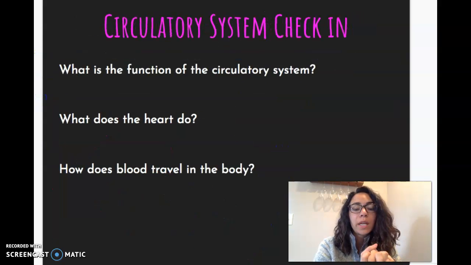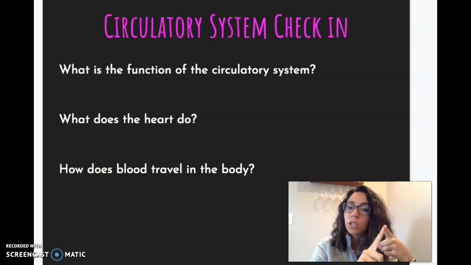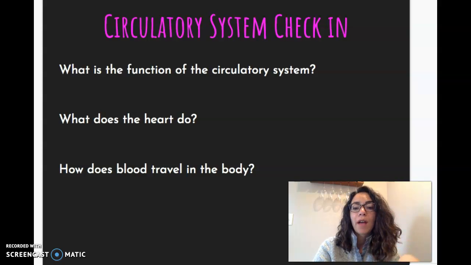Okay, so that was a quick introduction to the circulatory system. Why don't you pause the video for a second and see if you can answer these 3 questions about the circulatory system. What is the function? What does the heart do? And how does blood travel in the body? Pause the video and see if you can answer these.